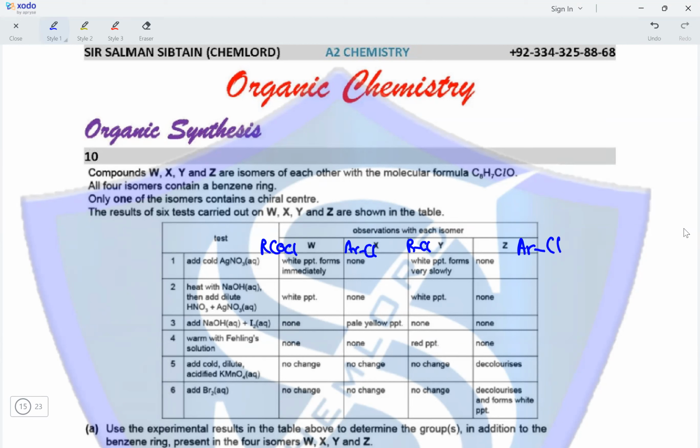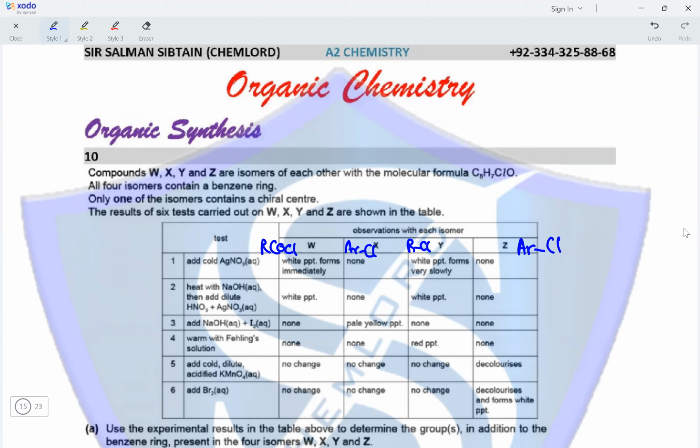So no new information obtained here. No reaction with X would mean that the chlorobenzene will not undergo hydrolysis. A reaction with Y means that RCl will undergo alkaline hydrolysis and produce NaCl, which would give a white precipitate with silver nitrate, and Z is again chlorobenzene, so it will not undergo hydrolysis. So no additional information obtained with test 2.